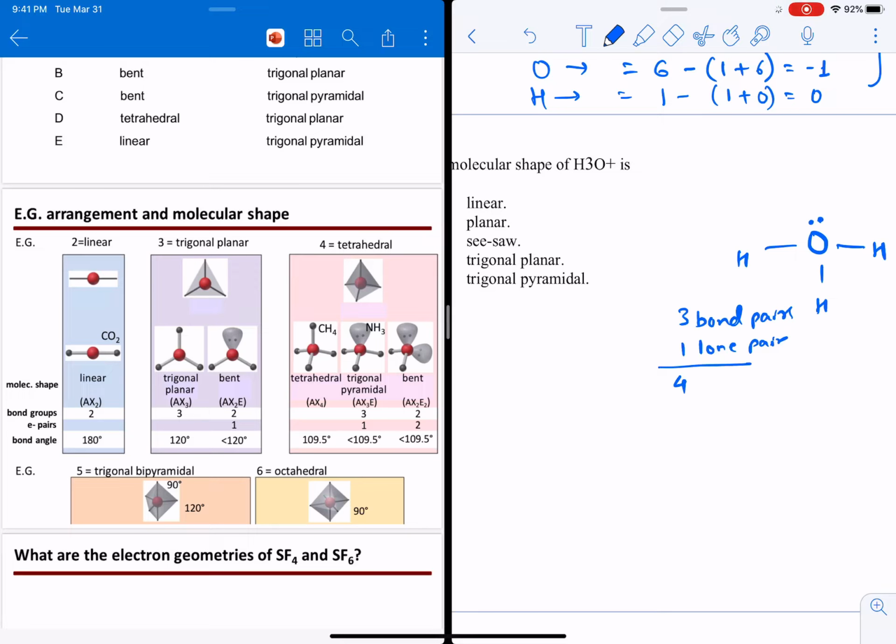But we know that the electron geometry would be tetrahedral, but we have to see how many of them are bond pairs and how many of them are lone pairs. So we know there are 3 bond pairs and 1 lone pair. So what we have is trigonal pyramidal. I can't mark it here, but it's in the tetrahedral part, and it's 3 and 1, so it's trigonal.